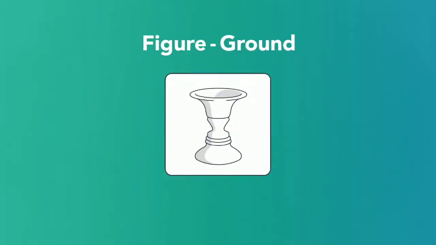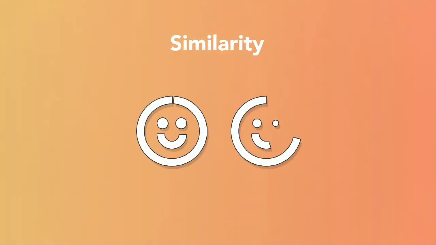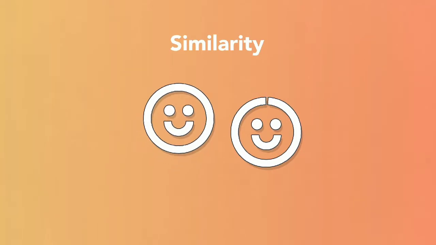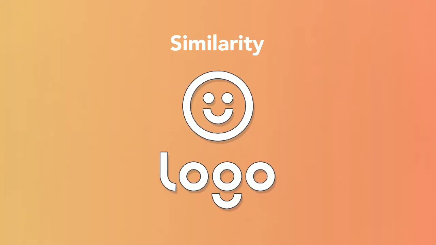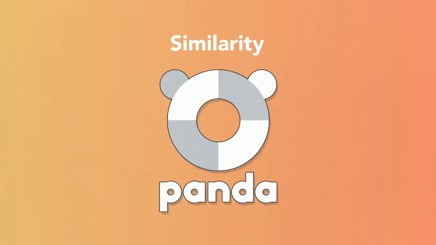Figure ground. The thought that when we look at a scene, we separate objects so that some are the focus, or figure, and others are the background. Similarity. The notion that we place objects with similar characteristics in a group. These characteristics can include color, size, font, shape, texture, and more.